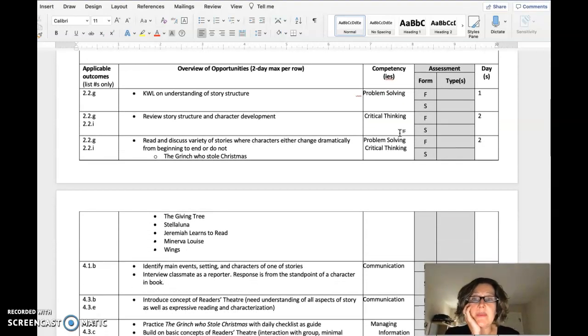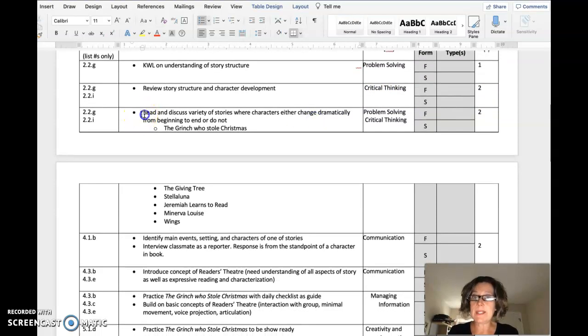So what you're going to do in a unit plan then is start to think about, this is where you start to break it down into, okay, this is what I'm going to generally do with this unit. So then I'm going to do a KWL. That's going to take 1 day. Then I'm going to review story structure and character development. That's going to fulfill these outcomes, and it's going to fulfill some critical thinking competencies, and that's going to take 2 days. Then I'm going to read and discuss varieties of stories where characters change dramatically, and I'm going to use these particular books. That is going to fulfill some problem solving and critical thinking competencies, and it's going to take 2 days.